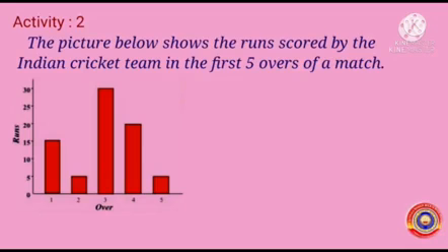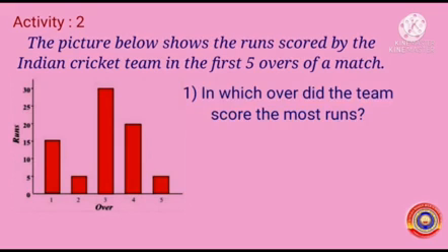Next activity, the picture below shows the runs scored by the Indian cricket team in the first 5 overs of a match. See, here the vertical line shows runs and the horizontal line shows overs. Next, we have to find the answers of some questions. First question, in which over did the team score the most runs? Children, look at this bar graph and find out in which over did the team score the most number of runs?